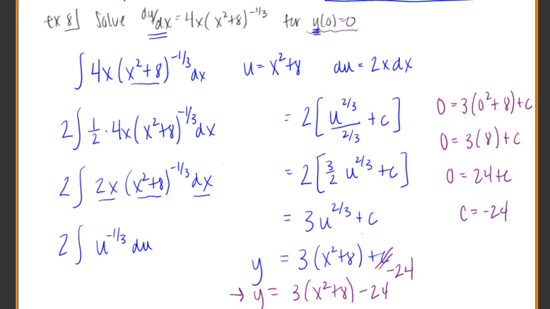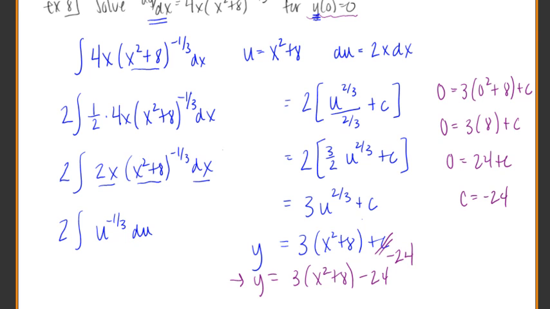And there is our final answer for the function of y that has a derivative of 4x times (x squared plus 8) to the negative 1/3, and it goes through the point (0, 0).